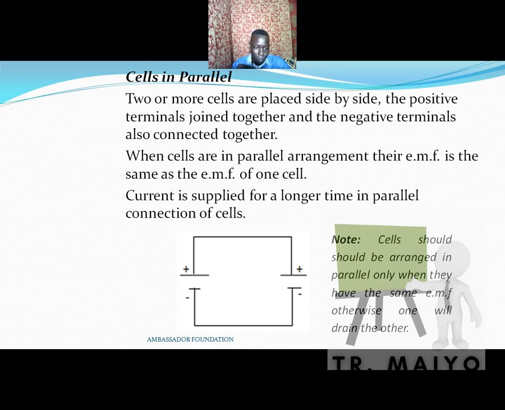So again, when you connect two dry cells of a different EMF, one will drain the other. One will take the voltage from the other one. So cells should only be connected in parallel if they have the same EMF. So always, cells should be connected in series.